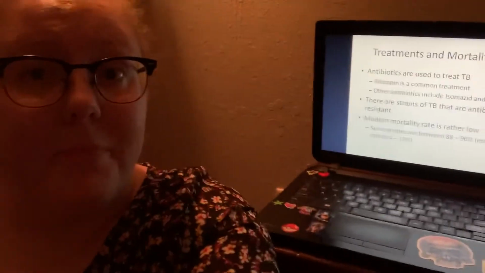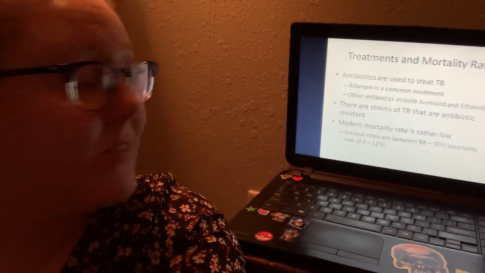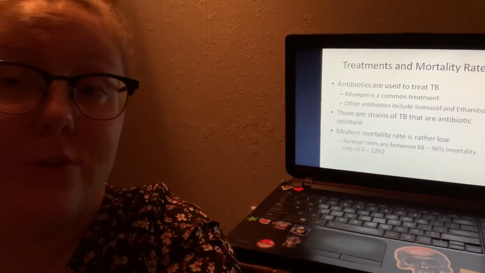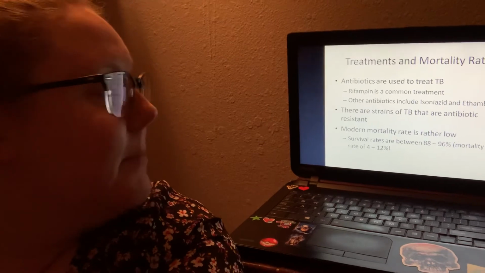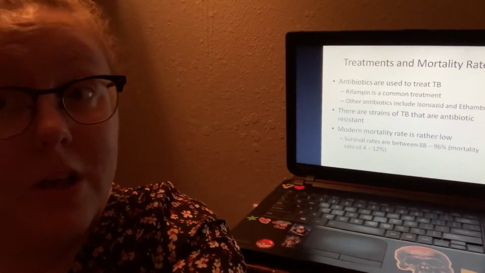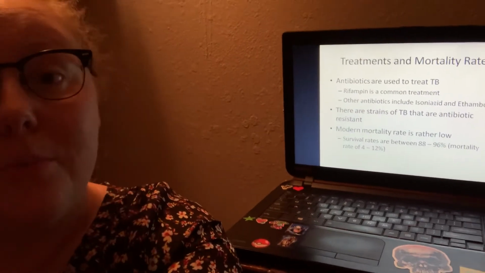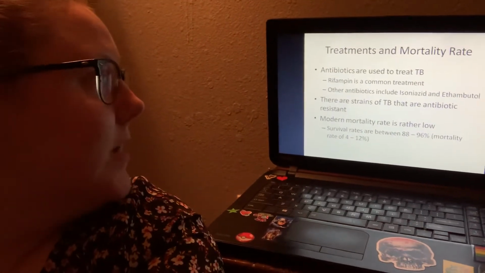Now, the treatments and mortality rate. The only way to treat tuberculosis is through antibiotics. Rifampin is a common treatment, as well as isoniazid and ethambutol. However, there are unfortunately strains of tuberculosis that have evolved to be antibiotic resistant, meaning there's little to no treatment that can be done for these.